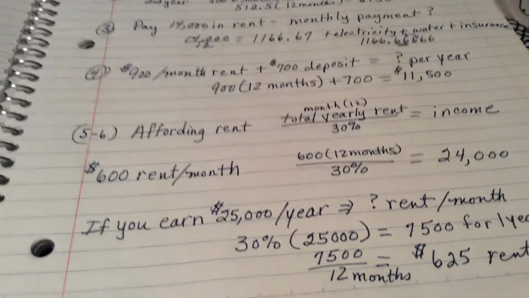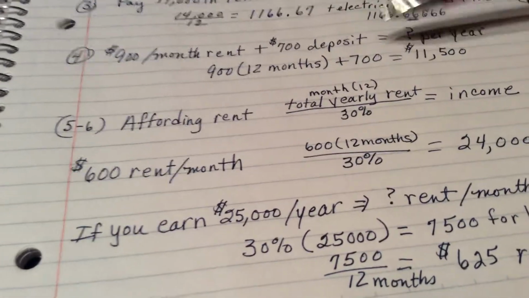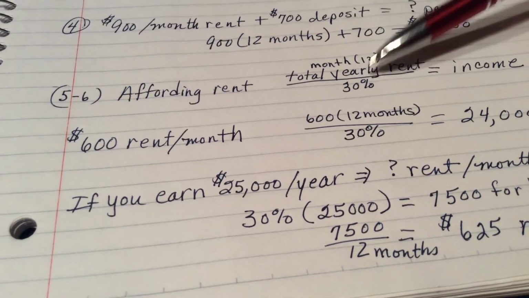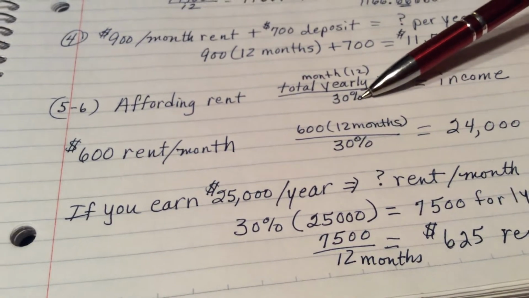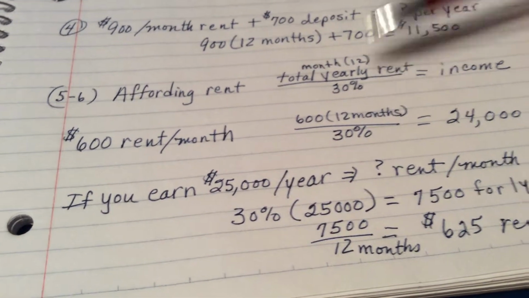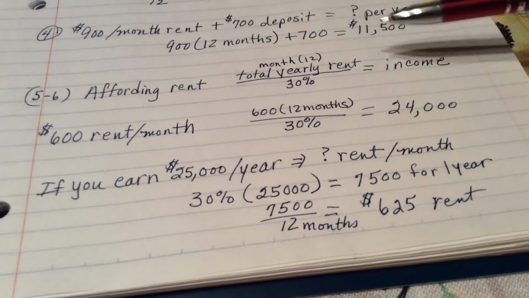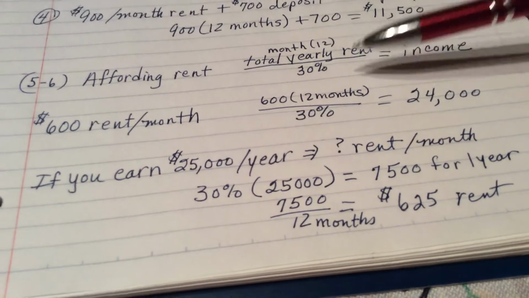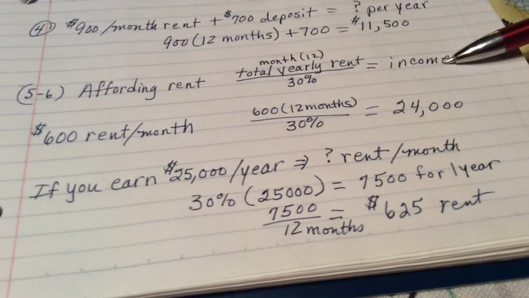To figure out if you can afford the rent, you take the total yearly rent. If they give it to you by month, you're going to have to take it times 12 to figure out how much it is for the whole year. And you divide it by the 30% that you are supposed to pay. So that gives you what your income is. Now this is the total yearly rent divided by 30%. Be sure you put your percent key in, equals your income.